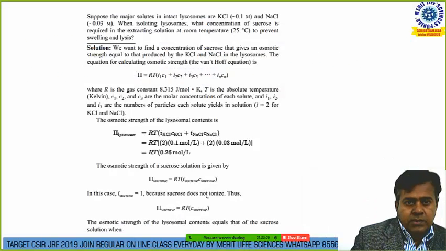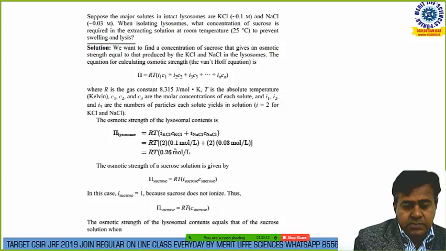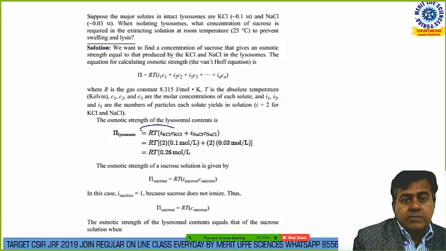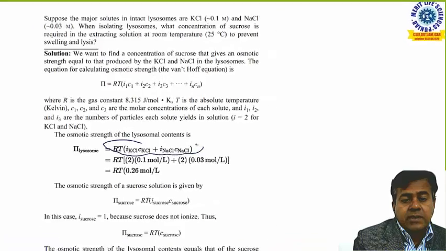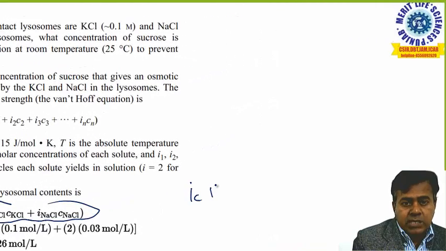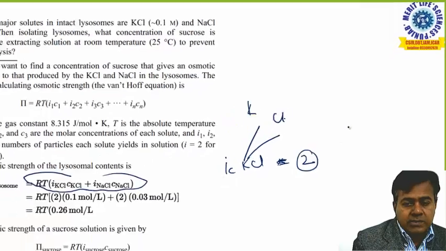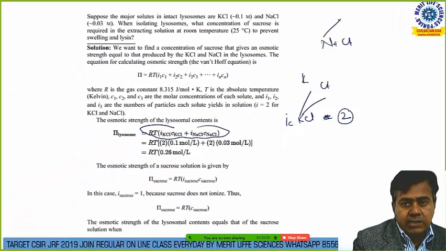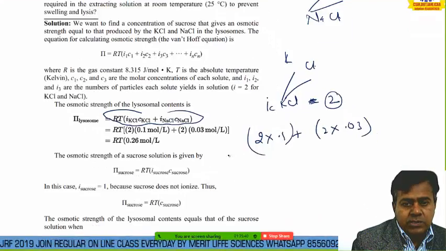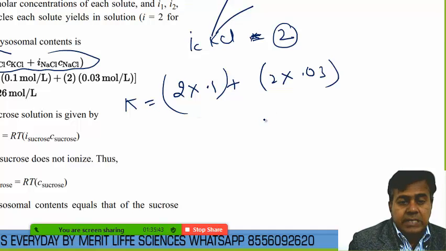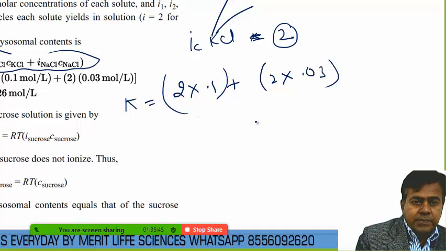So we have calculated this IC of KCl and NaCl wrong, because for KCl what we missed was the 2, because it's going to release 2 ions, and similarly NaCl is going to release 2 ions. We should multiply 2 into 0.1 plus 2 into 0.03. Then we will get the correct IC of lysosome. This is the pi lysosome.